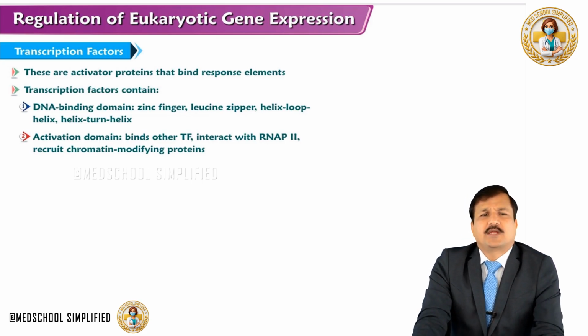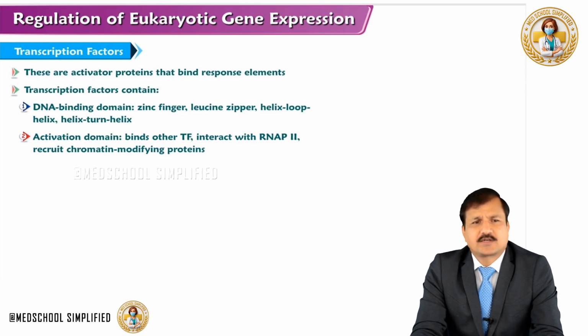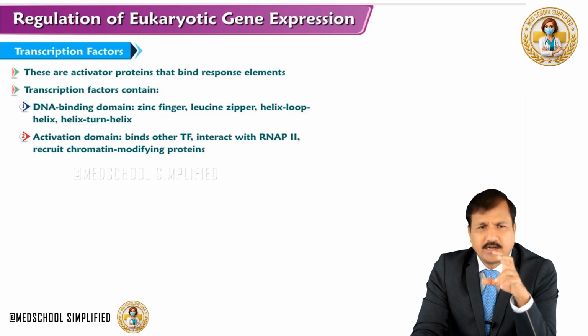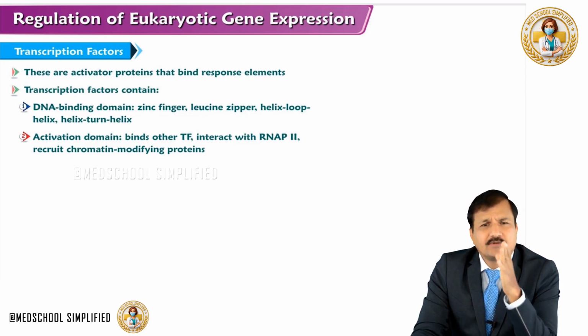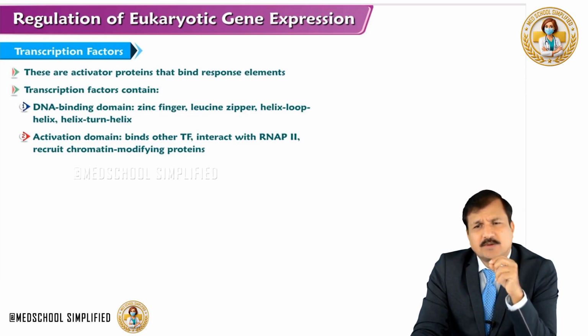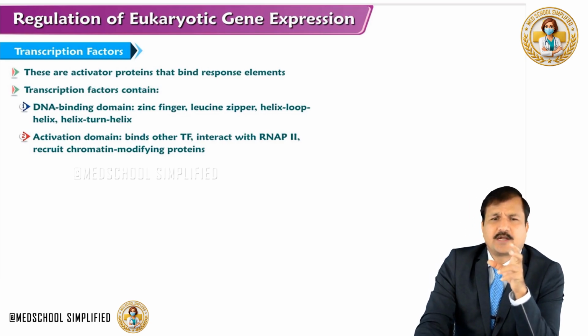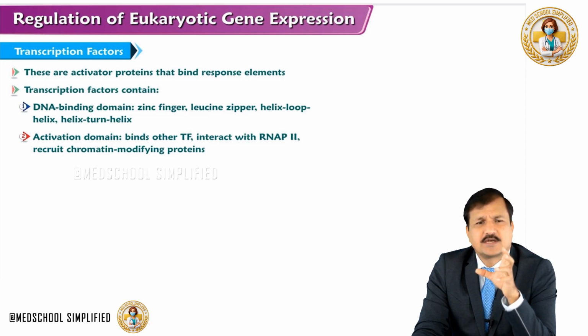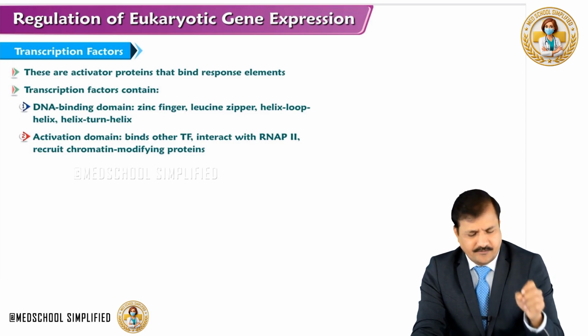The activation domain allows the transcription factors to bind to other transcription factors and also co-regulators. It will interact with RNA polymerase II to stabilize the formation of the initiation complex and recruit chromatin modifying proteins such as histone acetylase or deacetylase enzymes. So, two types can be distinguished: general transcription factors and specific transcription factors.